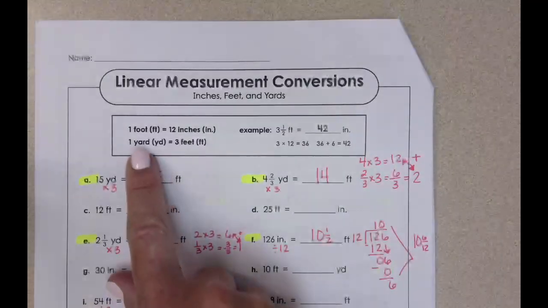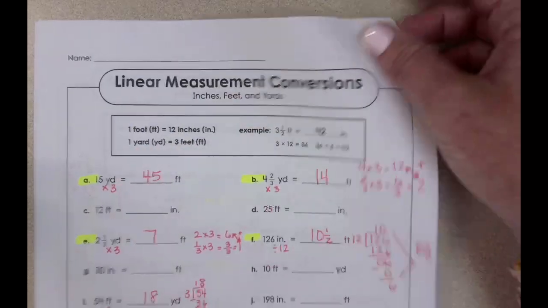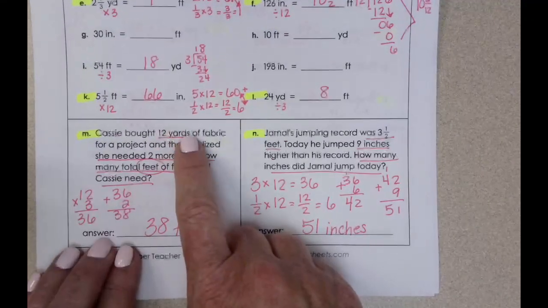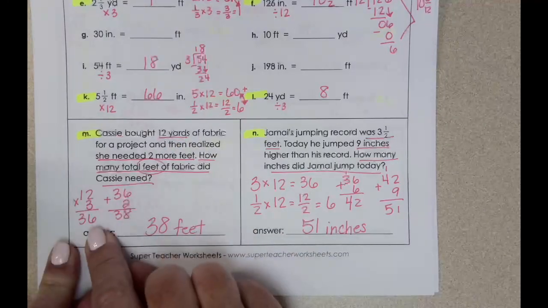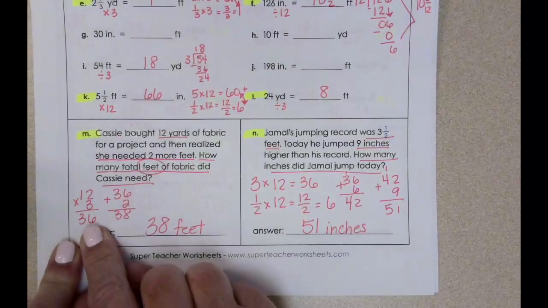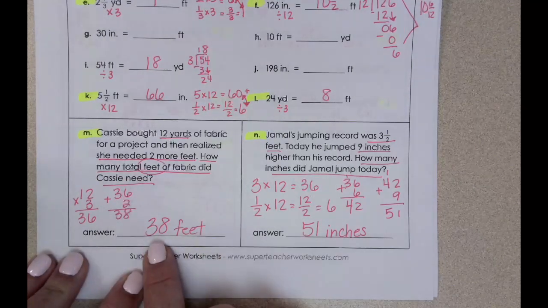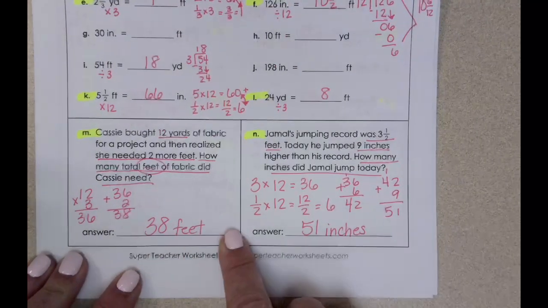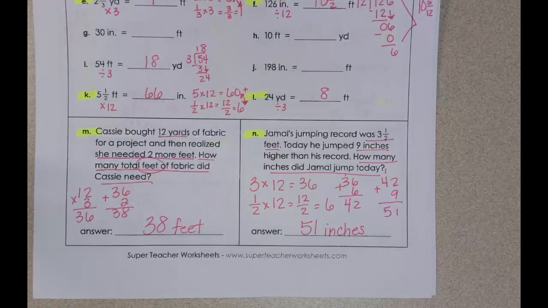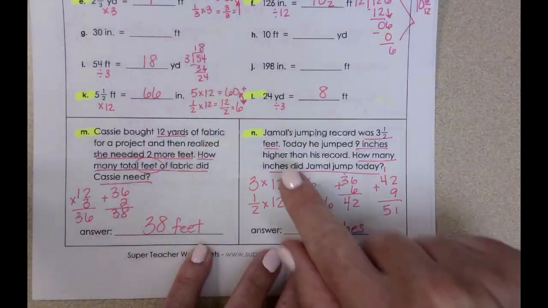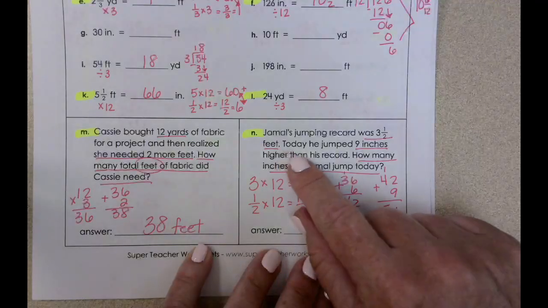Well, we know that there are 3 feet in a yard, so each yard is 3 feet, so we're going to do 12 times 3, which is 36. She needs 2 more feet. We add them together, so the total number of feet she needed was 38. If you have a question, then pause the video and discuss. All right, letter N. Jamal's jumping record was 3.5 feet.